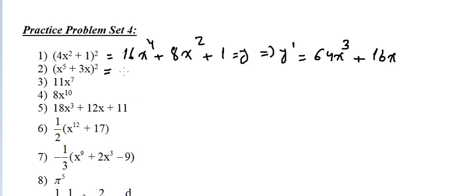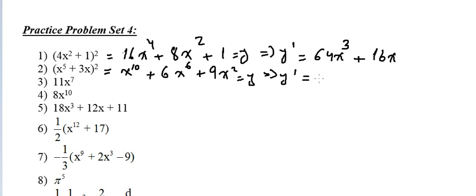This one also we can simplify it, expand it. Square the first, it's x to the power 5 squared. So it will be x power 10. Plus 2 times the first times the second, it will be 6x to the power 6 plus square of the second 9x squared. Let's name that as y. That's y, sorry. So then y prime will be equal to 10x to the power 9 plus 36x to the power 5 plus 18x. Okay, so it's simple, so easy.